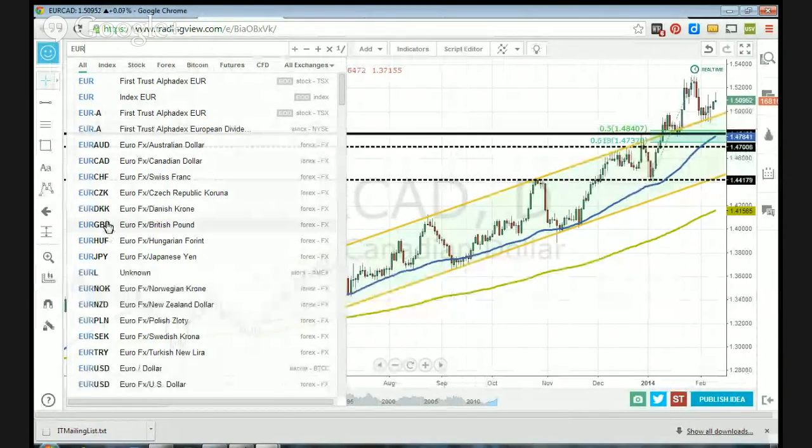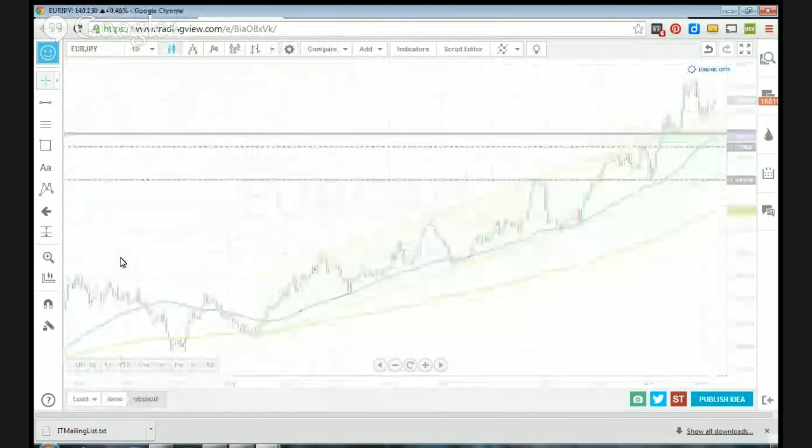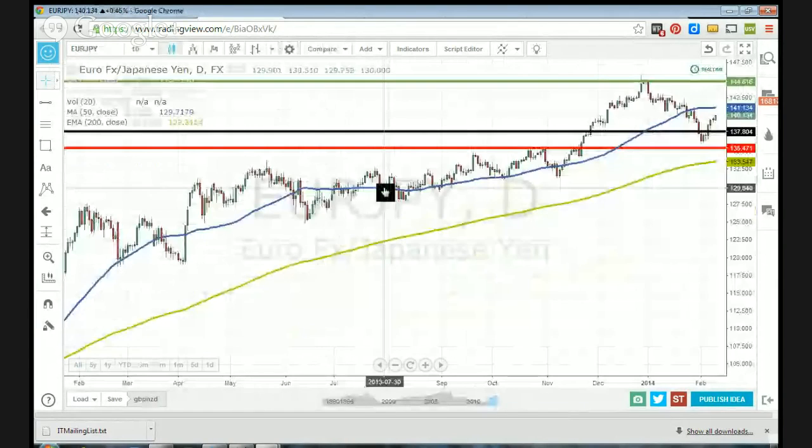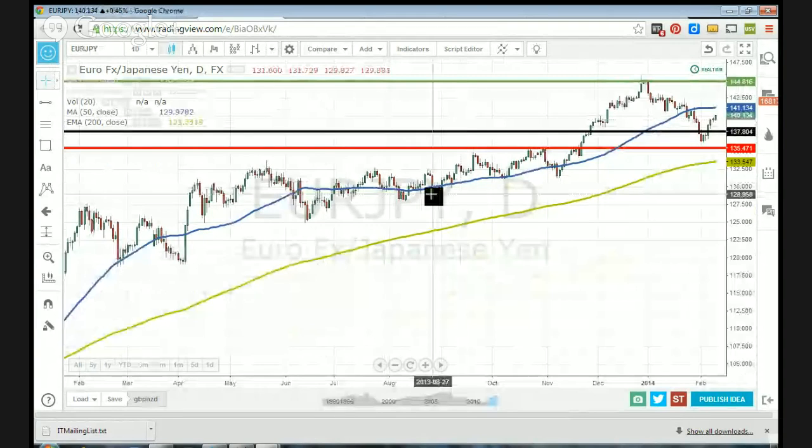Euro pound we looked at. Euro yen, I have an entry order here. Yeah, the entry order is at this black line. We are 260, 270 pips away, so almost 300. Or 230 pips, I should say. 230 pips away, I'm sorry. That's fine.